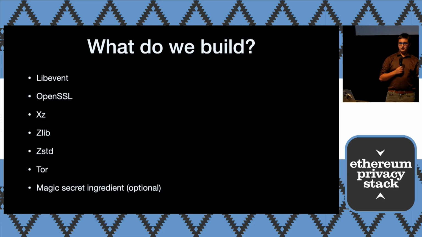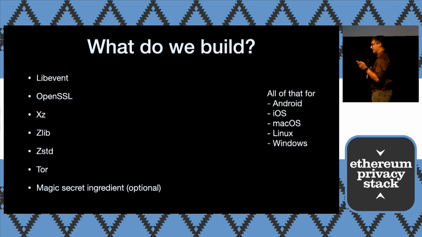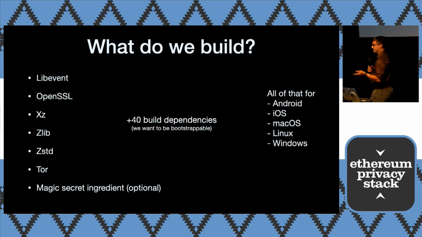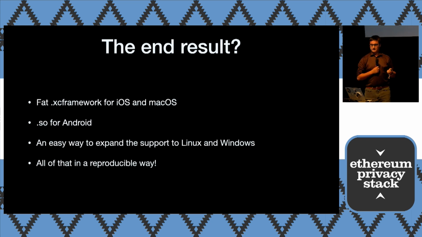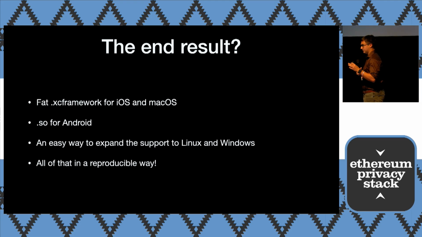And okay, so then we need to build libevent, OpenSSL, XE, Tor, and magic secret ingredients that we will get into later. And then we need to do that for Android, iOS, macOS, Linux, Windows. And then we also need like 40 build dependencies because we want to bootstrap the build from source, which is very difficult. But we did that. I will skip how that happened because it was really painful and very long time. We had a fat XE framework for iOS, macOS, and all the different architectures. We have .so for Android, and we have an easy way to expand the support to Linux and Windows in future. That's coming very soon, and all of that is reproducible.